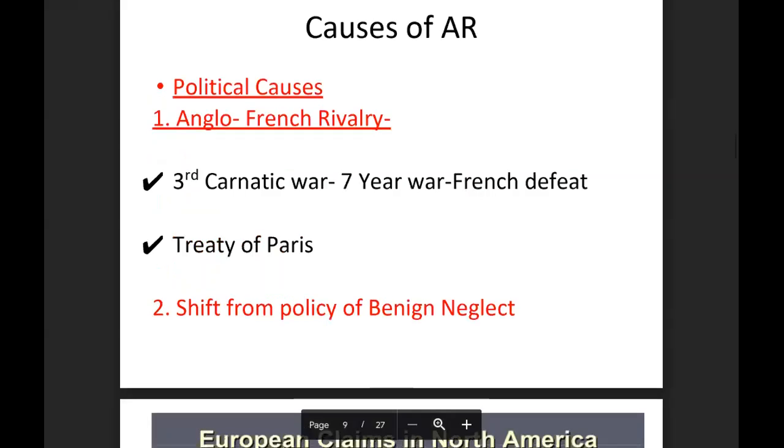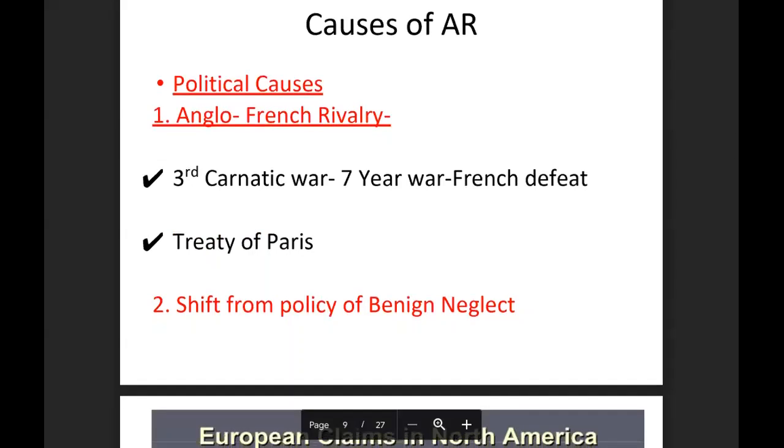For the political cause, the first one was Anglo-French rivalry. I have discussed that the British and French were enemies every time, so the Anglo-French rivalry was persisting. Because of that only, they were not exploitative to Americans. They were smooth or soft. Soft colonization was there, yes, that is the right word. Before the American Revolution, or before 1763, soft colonization was there.